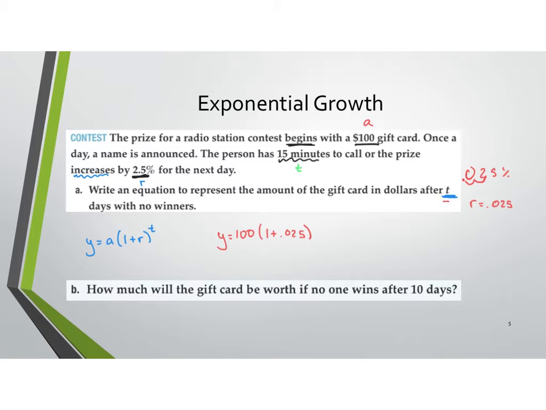Next, they want T days with no winners. Now when we go back and look at our problem, we labeled that 15 minutes is T. However, when we read the question, it says the person has 15 minutes to call or the prize increases by a rate of 2.5% for the next day. So 2.5% applies to the day, not the minutes. Which means that the 15 minutes was simply put there to trick us and confuse us. We don't need it.